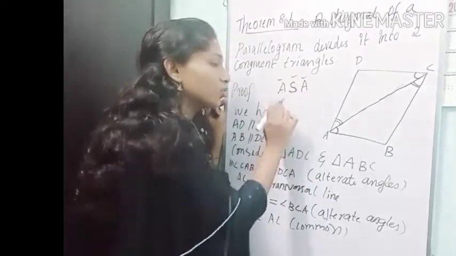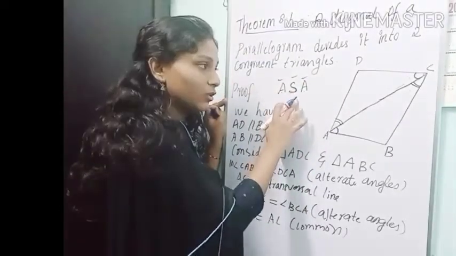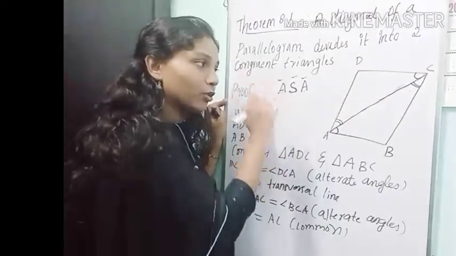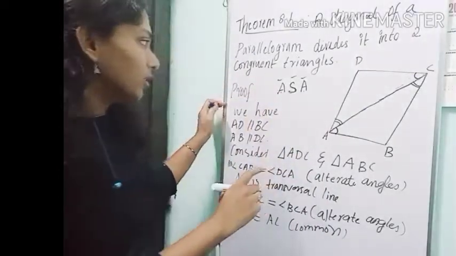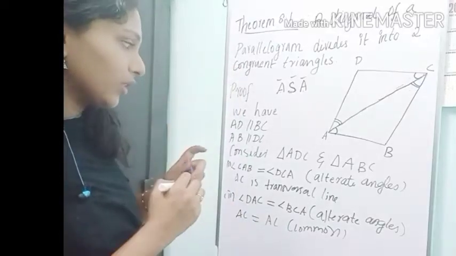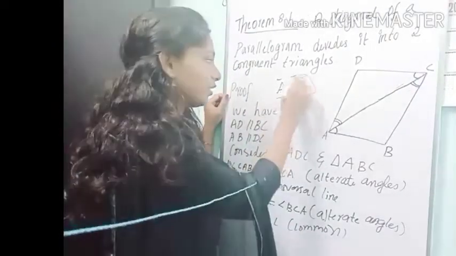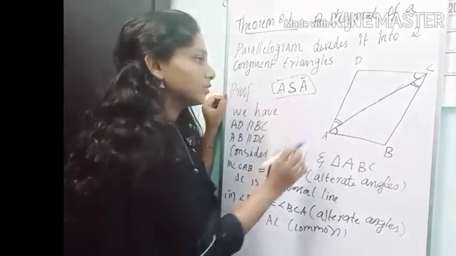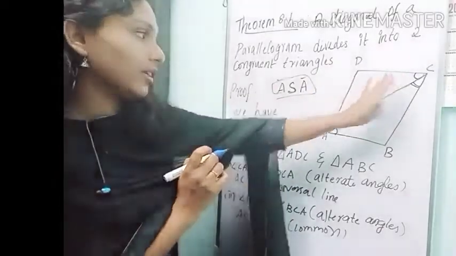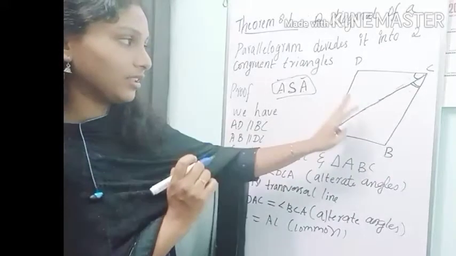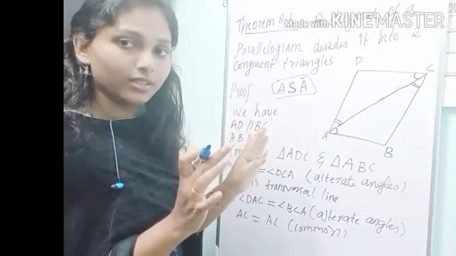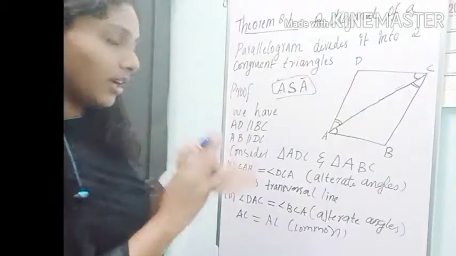Angles and included sides of both triangles are equal, and we conclude that both triangles are congruent. So we proved both triangles are congruent. We use ASA as a rule. So angles and included side are equal in both triangles. So both triangles are congruent.